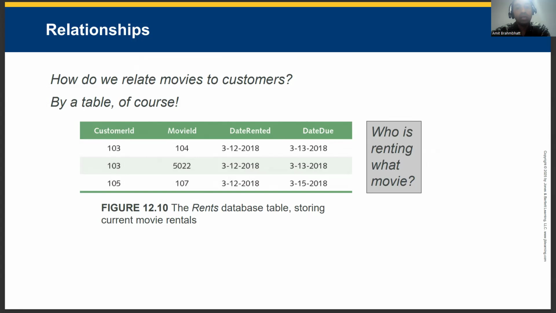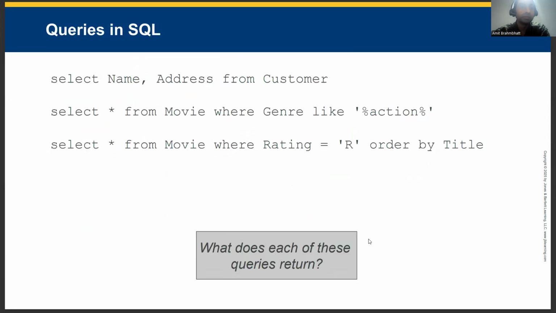How do we relate movies to customers? The answer is through linking table. In this case, a rents table. This table might include customer ID and movie ID, allowing the database to track who is renting what. Relationships like this make relational database powerful because they avoid storing duplicate information while still connecting data across multiple tables.